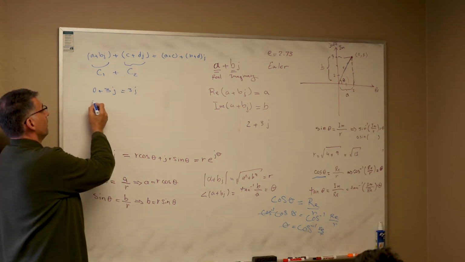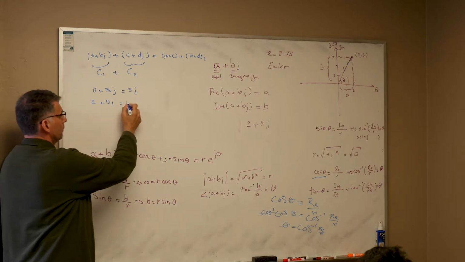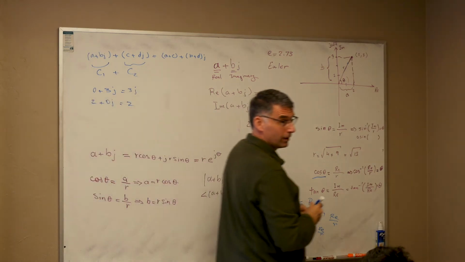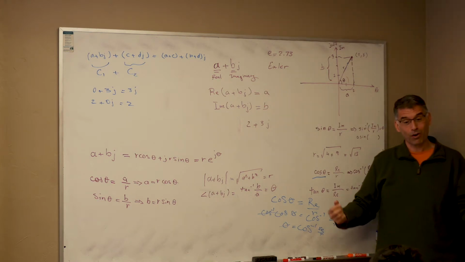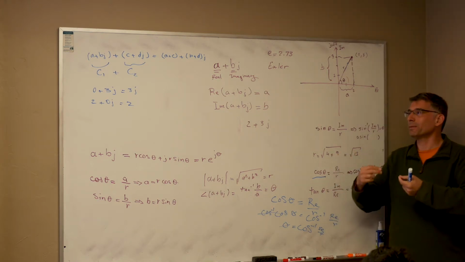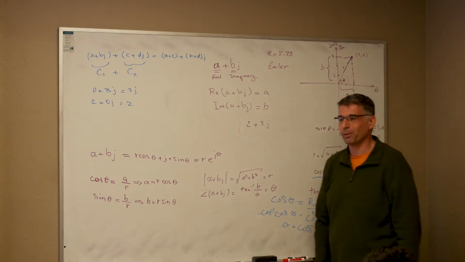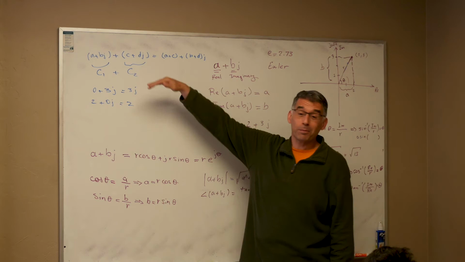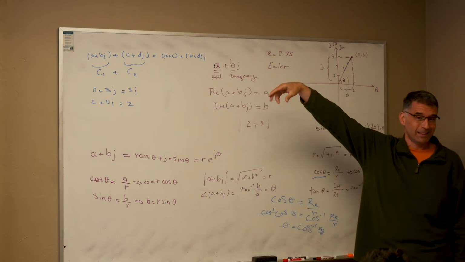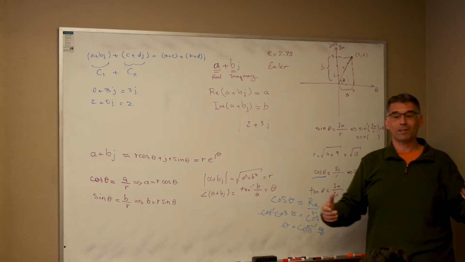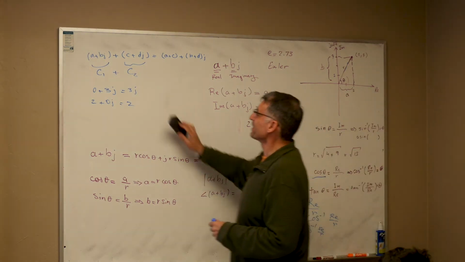Or I might have another number that is 2 plus 0j. Well, that's just the real number 2. So the complex numbers are the more general set of numbers, and the real and imaginary numbers are the ones where either the imaginary part is 0 or the real part is 0.